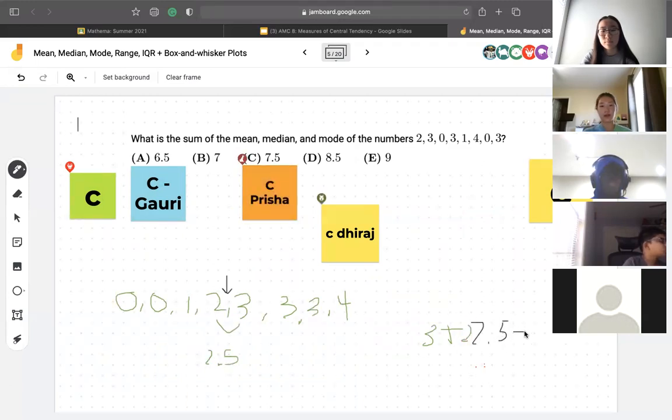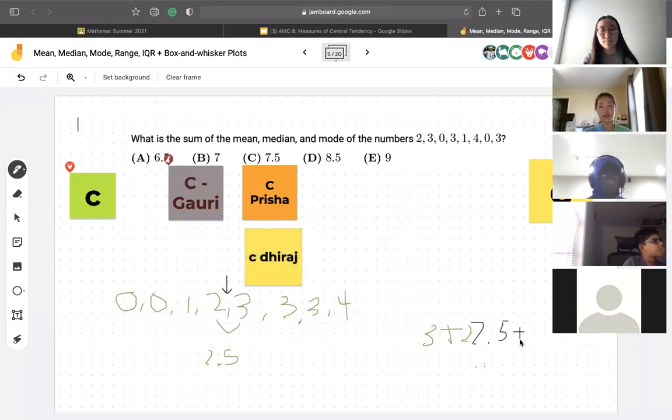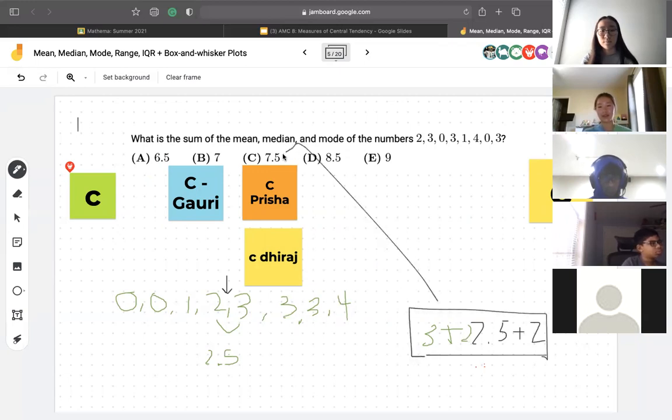And then for our mean, we just find the average of these. These numbers add up to 16, and there are 8 numbers, so 16 over 8 is 2. And when you add them, you get 7.5, which is C. So good job, guys.